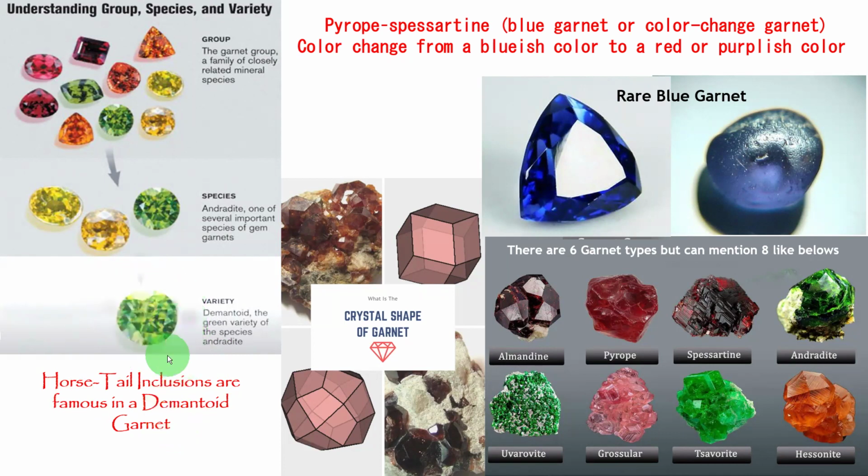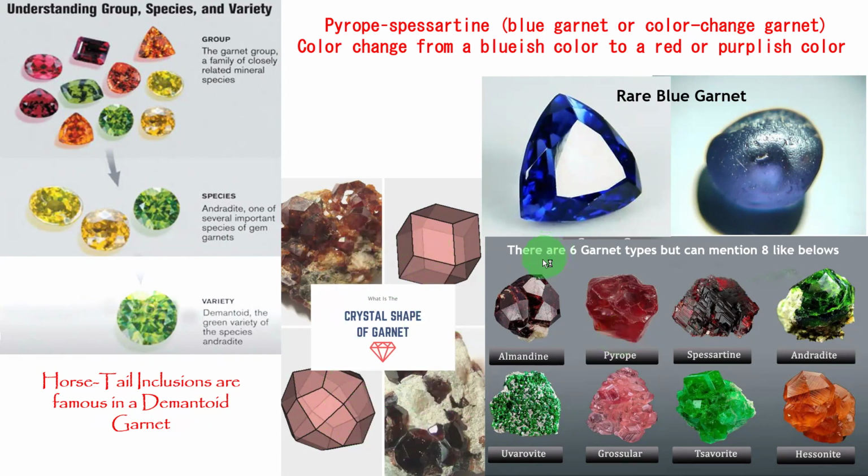If it is loop clean, very low price. Demantoid is the only gemstone we are giving a high price for its inclusions, the horsetail inclusions. It should be horsetail inclusions. Now look at the rough shape, the crystal shape. The crystal shape of the garnet is this. It is very easy to identify. These are the crystal shapes.